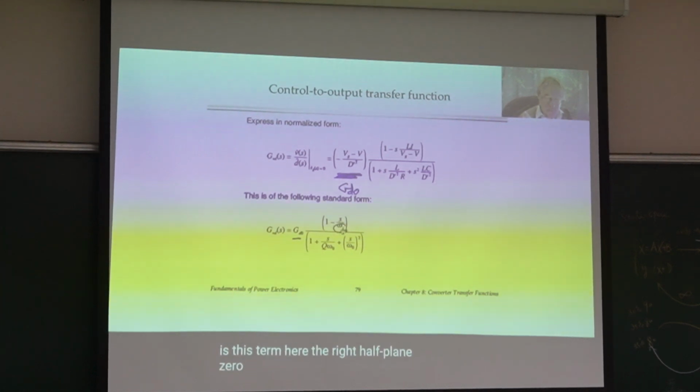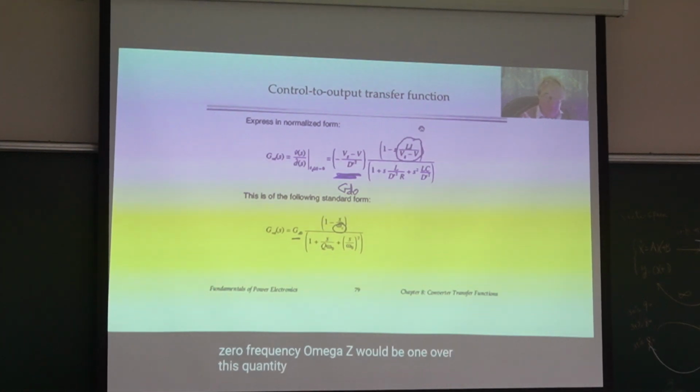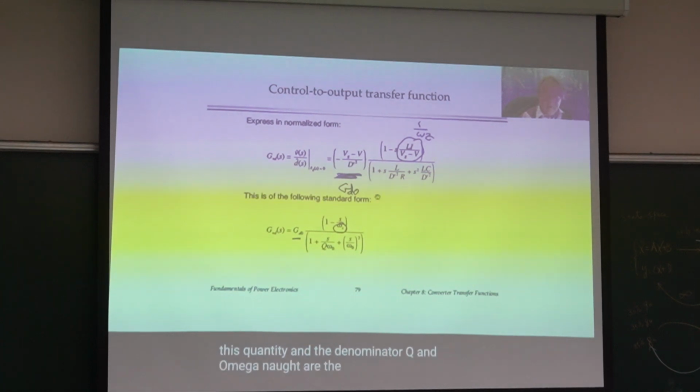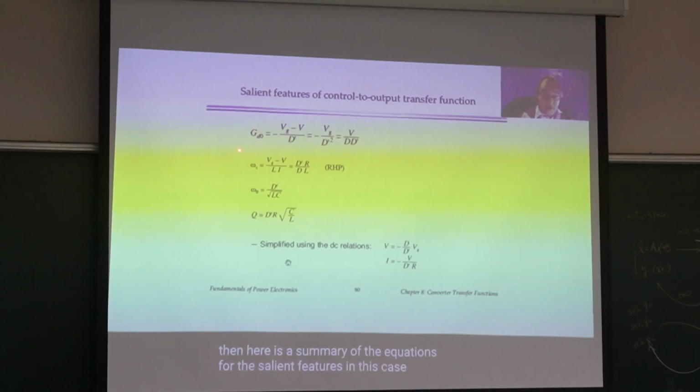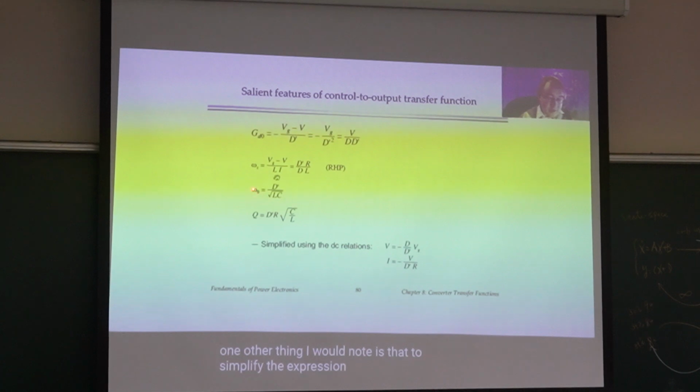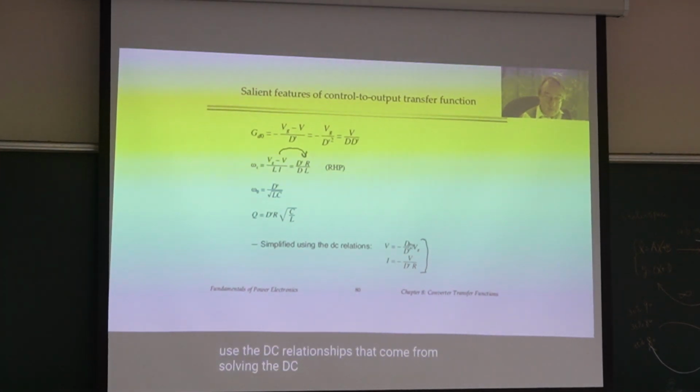The right half plane zero frequency omega z would be 1 over this quantity. And the denominator Q and omega naught are the same. So this is second order. Then here is a summary of the equations for the setting features in this case. One other thing I would note is that to simplify the expression for Q, omega z and omega zero from this form into this form, we use the DC relationships that come from solving the DC model.